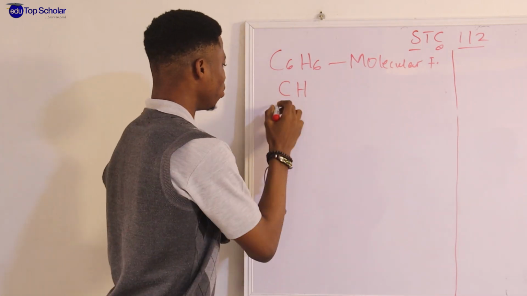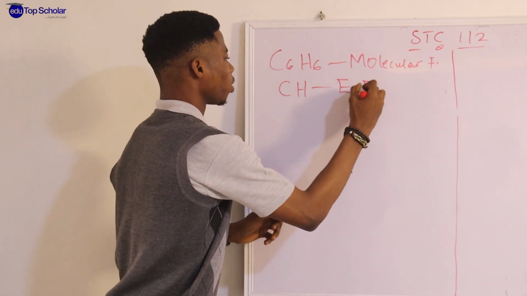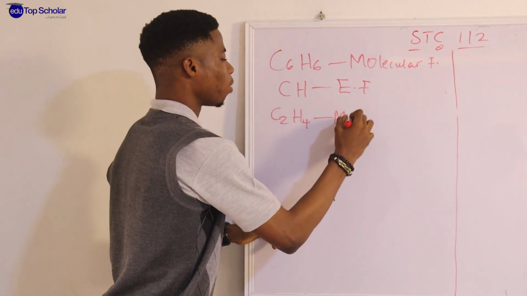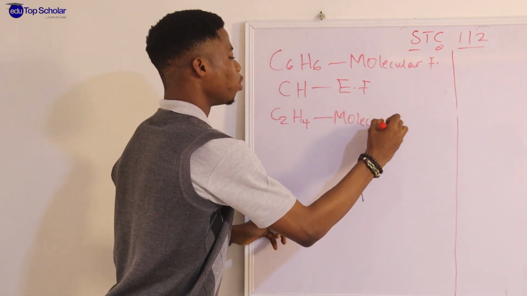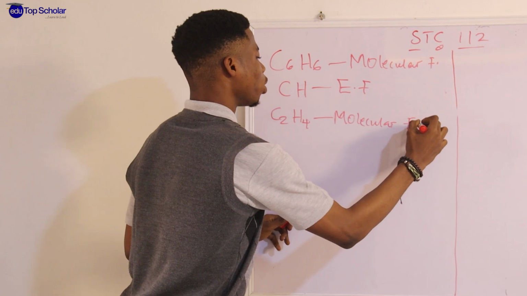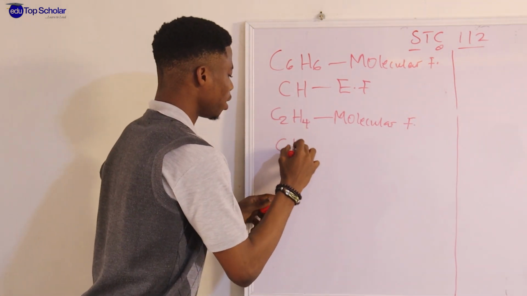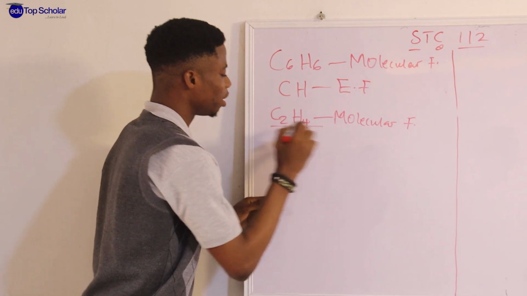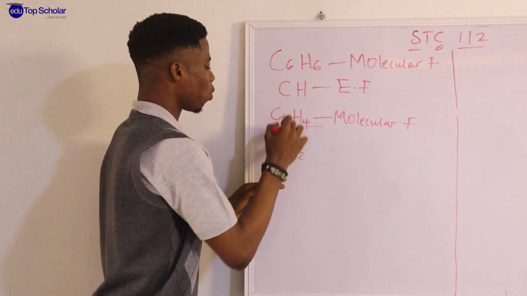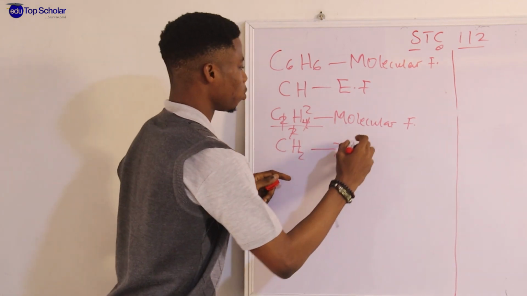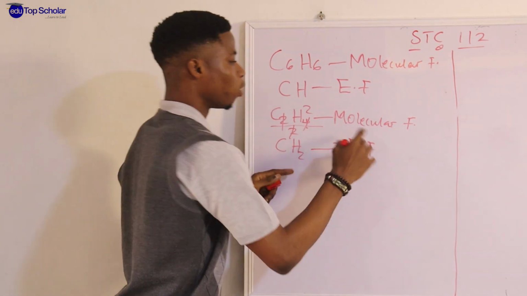Now, another example, C2H4 is a molecular formula, which is the actual formula of the molecule of a compound. Now, the empirical formula will be what? CH2, because you can actually divide this by 2, which gives 1 and 2. So that is the empirical formula of this compound.